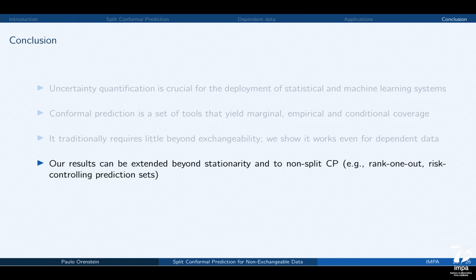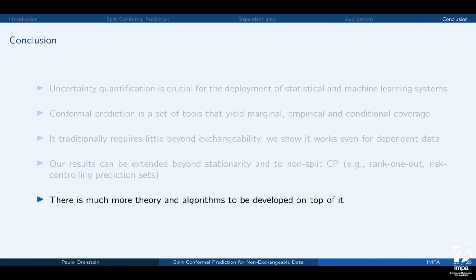And finally, I didn't mention a lot of extensions that we have in our work. So it works even if the data is not stationary. The analysis we did works if the data is not stationary. It works if we're looking at some of these other incarnations beyond split CP, some other versions of conformal prediction, such as rank one out and risk controlling prediction sets. And finally, to me, this is a really nice marriage of theory and applied work, where the theory is really needed. The applied work really has some impact.